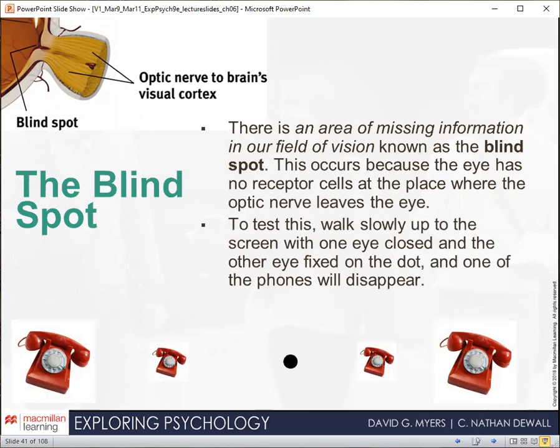To test this, you can walk slowly. We can't do this now. There is an example in your textbook, I believe on page 202 or figure 6.16. So if we were in a big classroom, and I had this on the big screen, you could walk slowly to the screen with one eye closed and the other eye fixed on the dot. And eventually what would happen as you get closer and closer, one of the phones would simply pass across that blind spot and simply disappear. It just vanishes, because once it goes across the blind spot, you have no equipment there to allow you to see, and so it simply disappears.